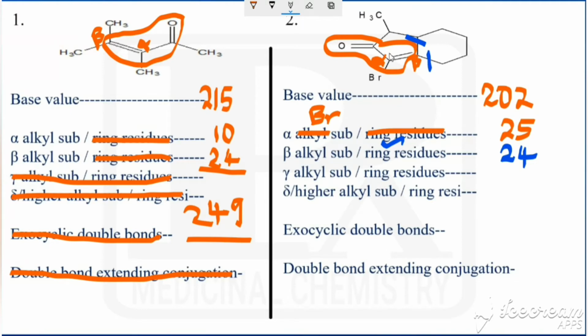And now we have to find the exocyclic double bond. For this 5-membered ring, it is not having any exocyclic double bond. Now we are considering this 6-membered ring. For this 6-membered ring, this would be the exocyclic double bond. So totally it is having one exocyclic double bond. For one exocyclic double bond, we have to add 5. Now we have to see double bond extending conjugation. It is already having only one double bond, so it is not having double bond extending conjugation.